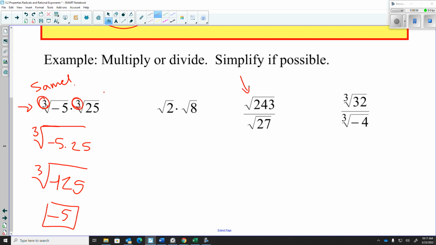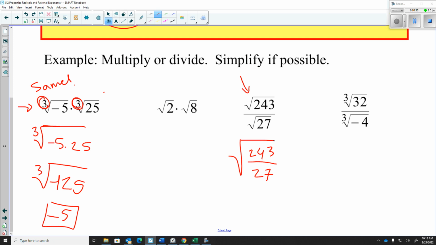Are those the same roots? Yeah, they're both a square root. You can't do this if this was a cube root. If this was a cube root, you can't put them together because they're not the same. Okay? But since they are both square roots, I can put them together. I'll smash it. They're getting divided, so it's going to be the square root of 243 divided by 27. And now I can try to see what that is.